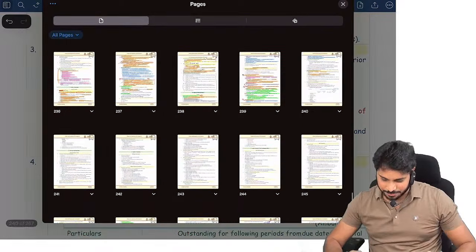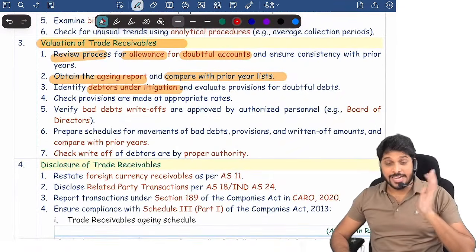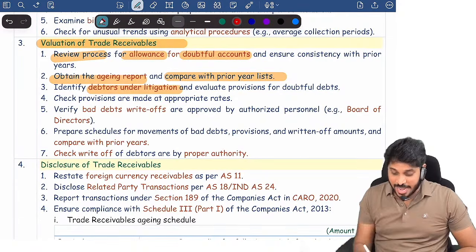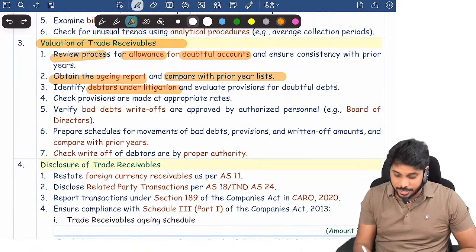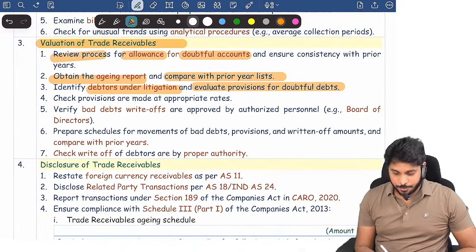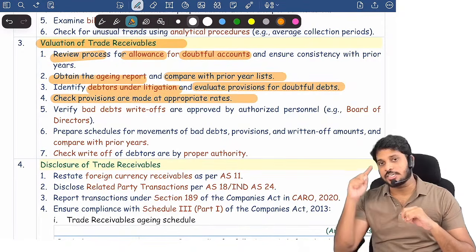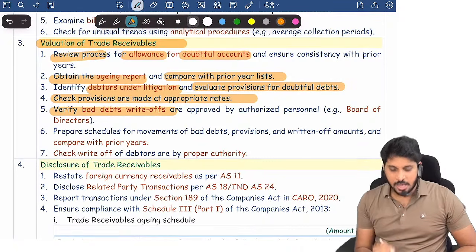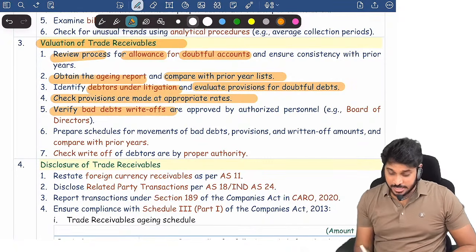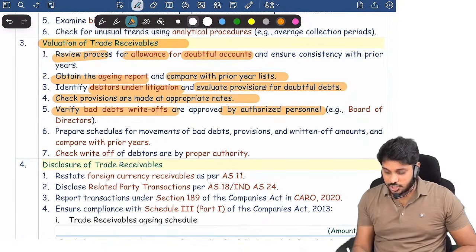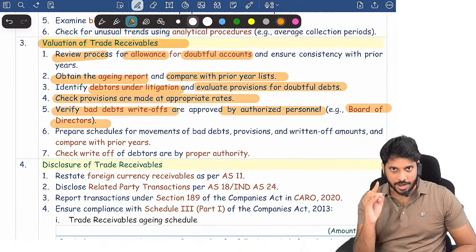Let me not deviate. Next, identify debtors under litigation and see that the provision for that particular debtor is calculated correctly, and the provision has to be calculated at the right rates. The rates of provision are generally decided by the board of directors. Verify if any bad debt is written off. See that it is only by an authorized person. Generally board of directors approval is required.